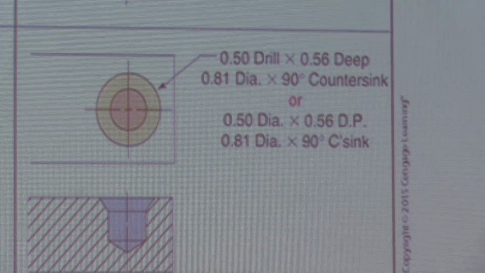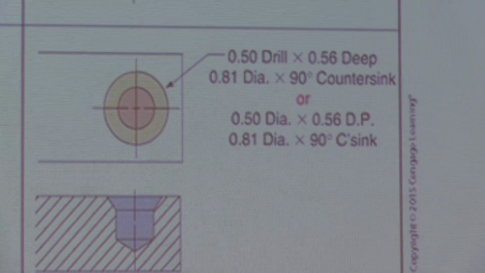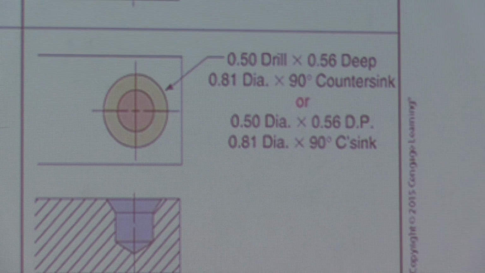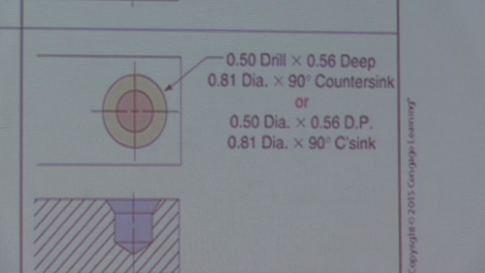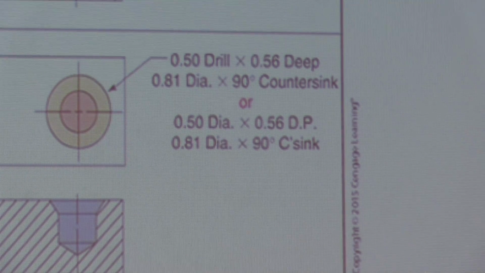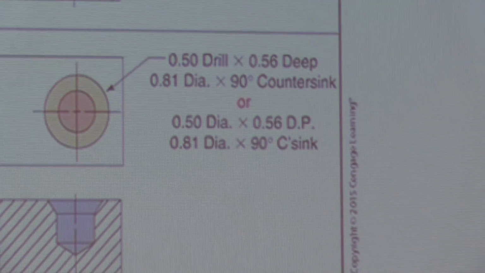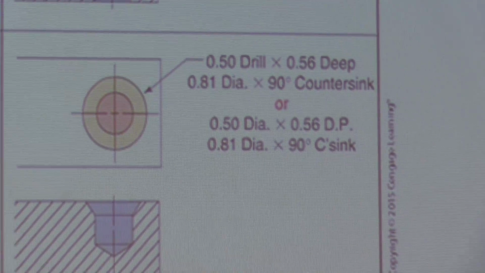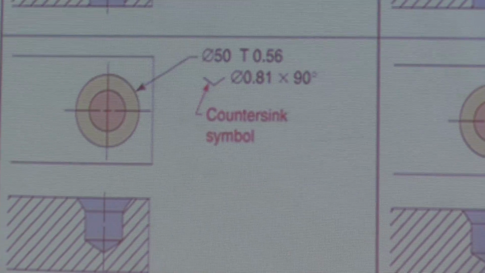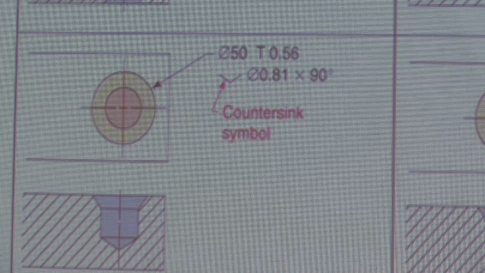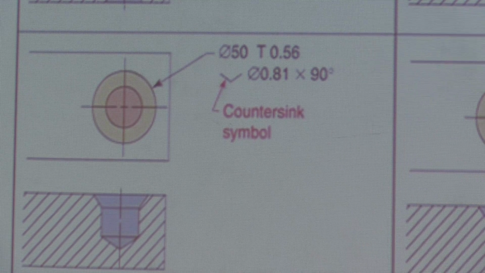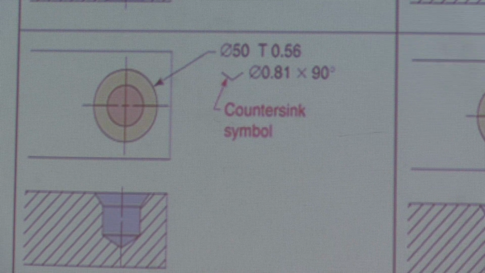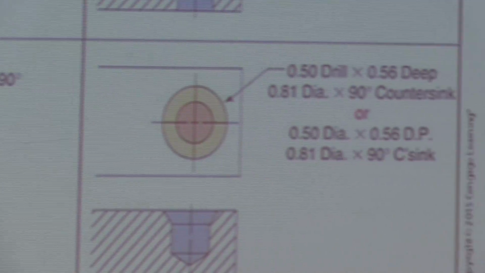Let's look at this one. Same thing. This one gives us a depth. ½ inch drill times 0.56 deep, 0.181 diameter, 90 degree countersink, or it can be represented in this fashion as well. So what's the difference on this one? The other one is just through. It's not through, but it's down 0.56. Okay?